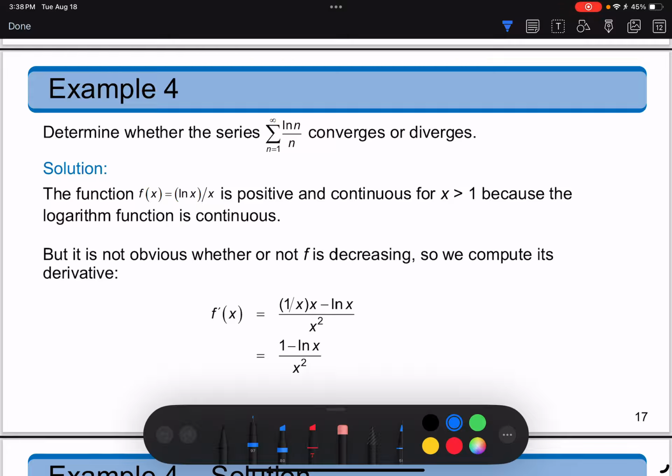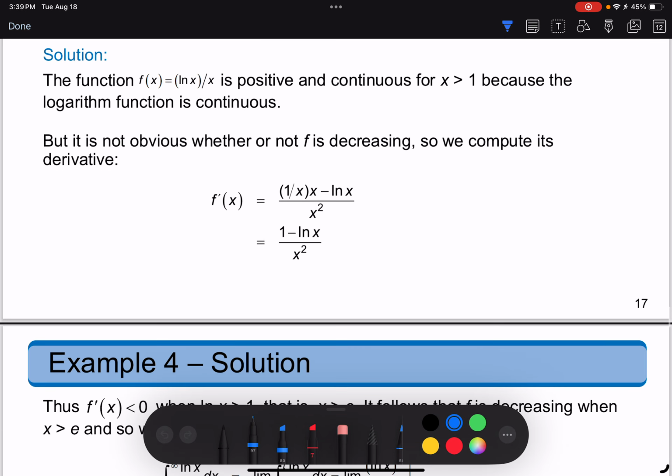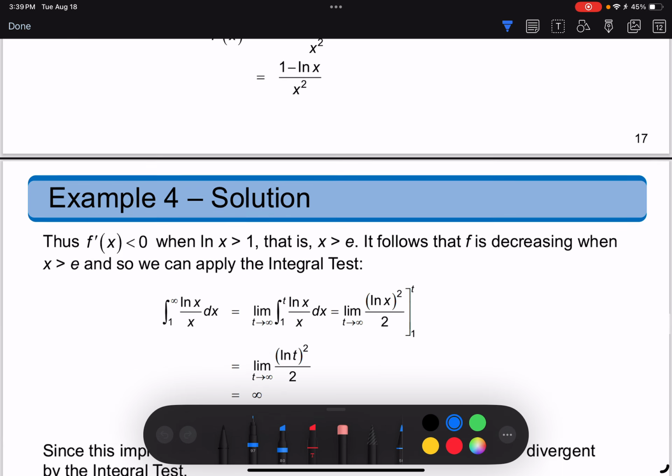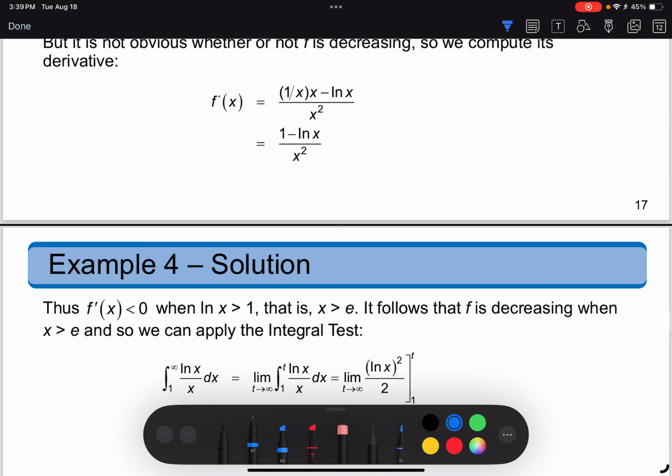Differentiating f of x, that would be ln x over x, so that would be 1 over x squared times v du minus u dv. The derivative of ln x is 1 over x, times x, and then minus ln x times 1. So we have 1 minus ln x over x squared.